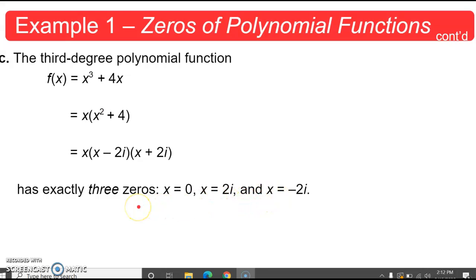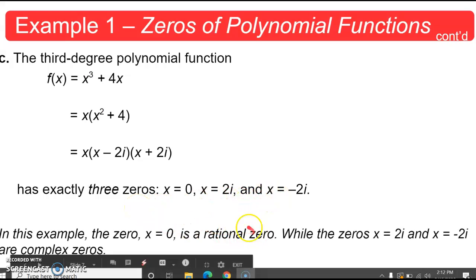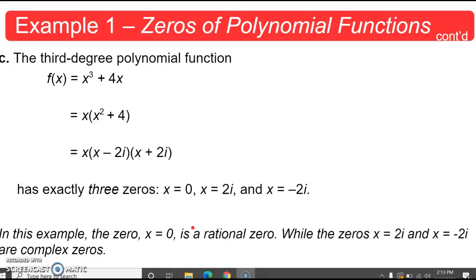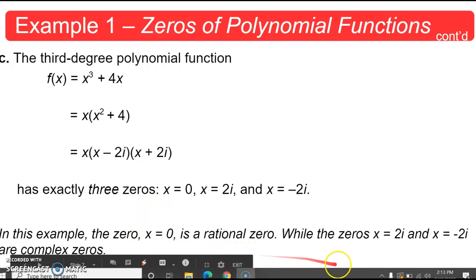So we still have 3 zeros, just one happens to be in the rational numbers while the other two fall in the complex zeros. So again, still third degree, 3 zeros, x equals 0, and x equals 2i and negative 2i, which would be our complex zeros here.